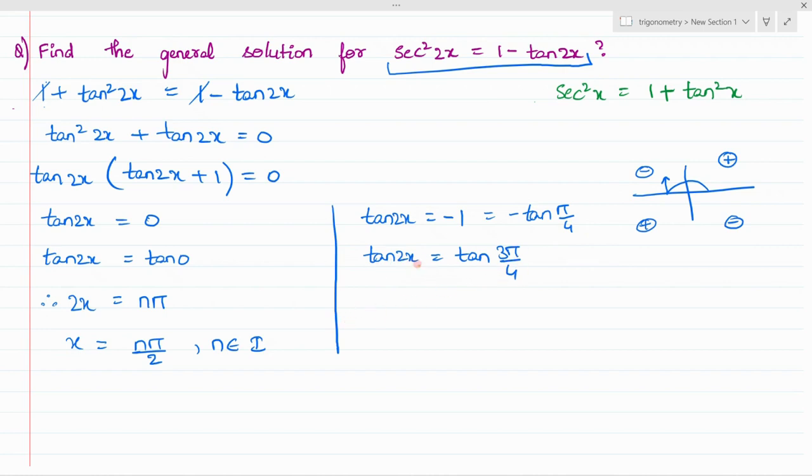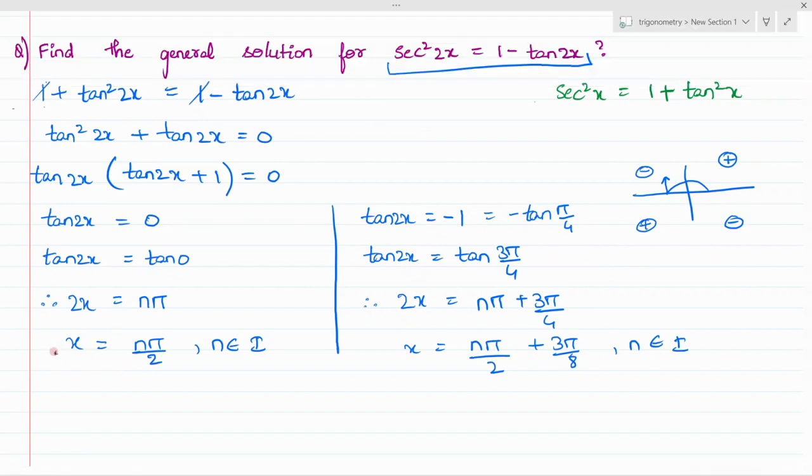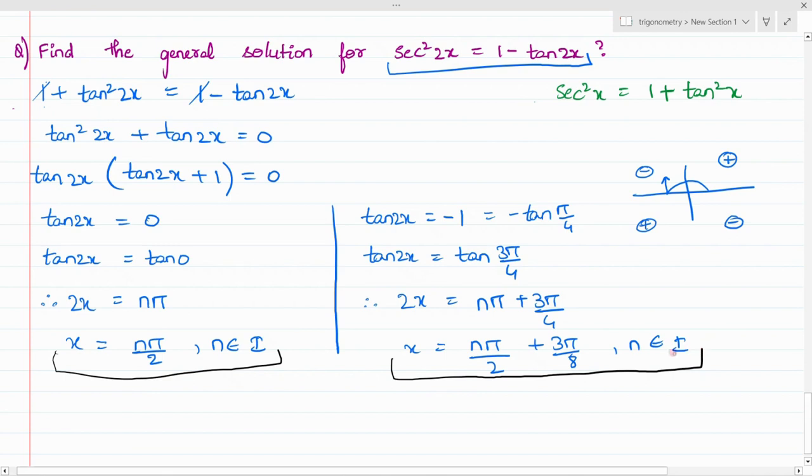Now this is in the form of tan theta equal to tan alpha. So the general solution will be 2x is equal to n pi plus alpha. Alpha is nothing but 3 pi by 4. And x is nothing but n pi by 2 plus 3 pi by 8, where n belongs to all the integers. So these are the two general solutions for the given equation.